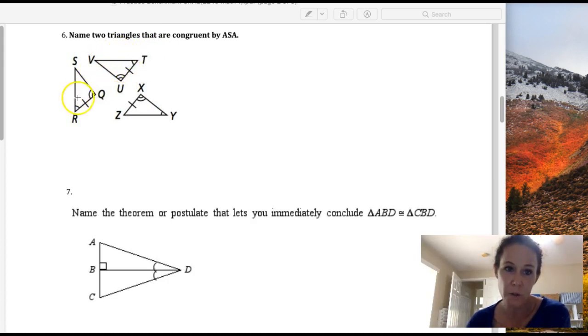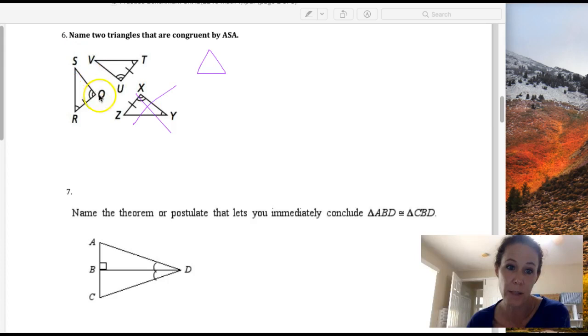I know it's these two triangles and not this one, because this one doesn't have the included side marked. This one would be angle, angle, side. So not this guy. It's going to be these two triangles. So I would say triangle and label it in the correct order with all the parts congruent.